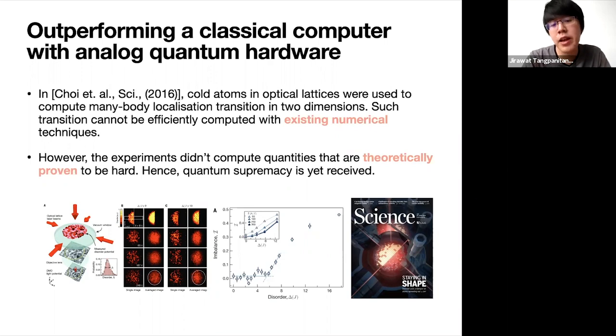However, this experiment did not compute quantities that are theoretically proven to be hard. So we don't say that quantum supremacy is achieved in this experiment yet.